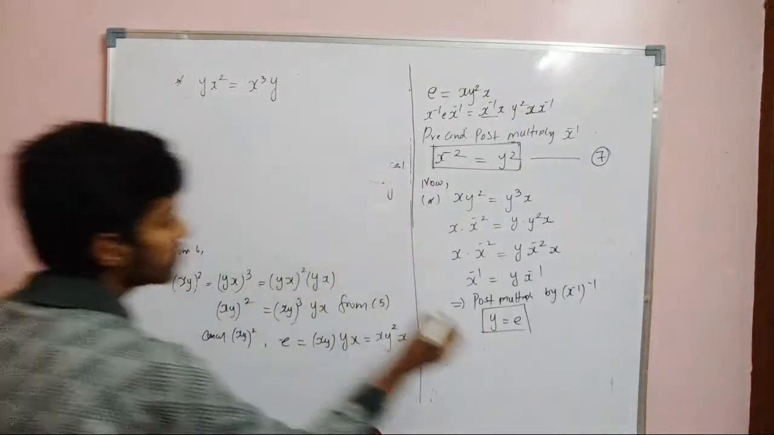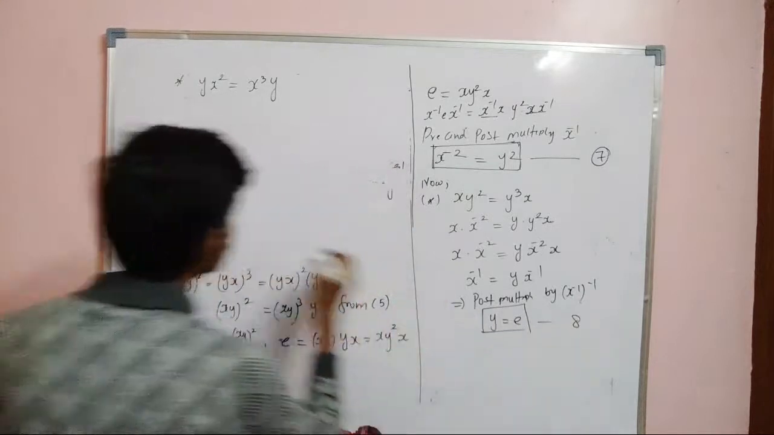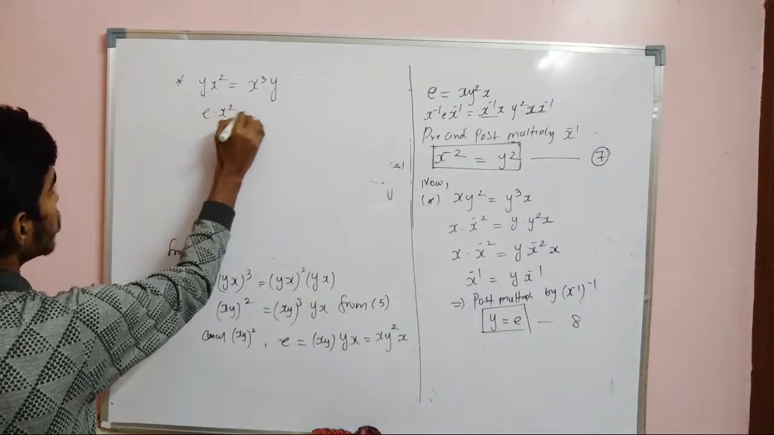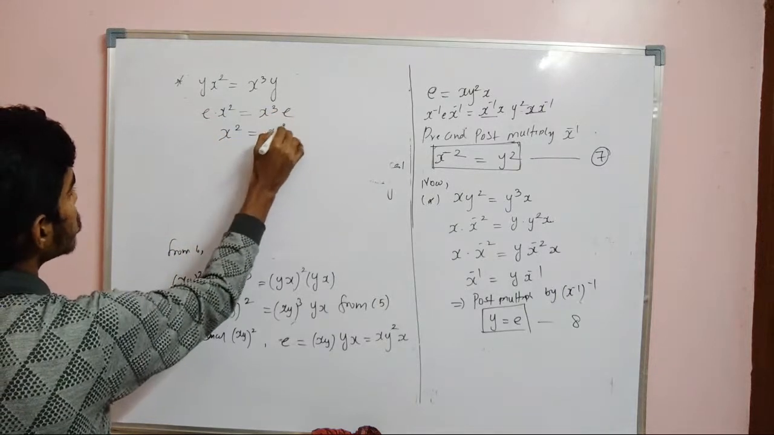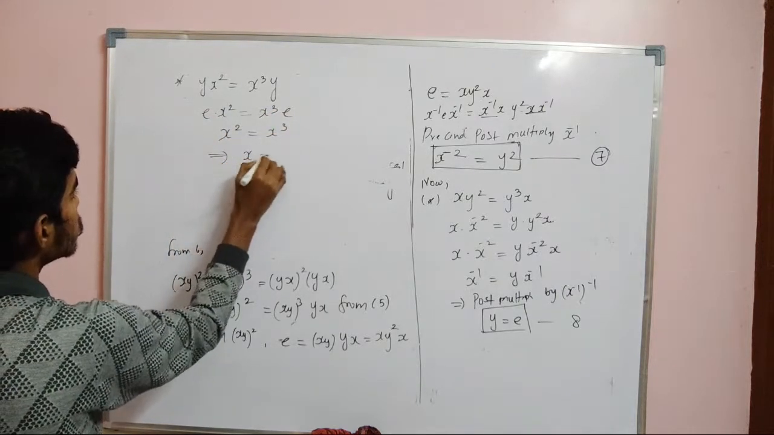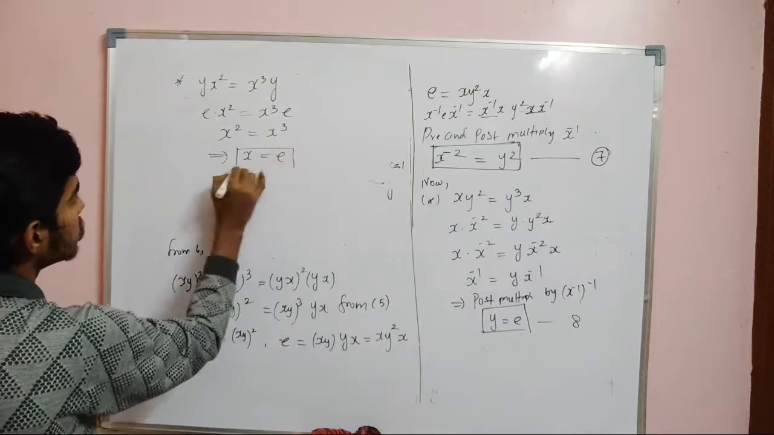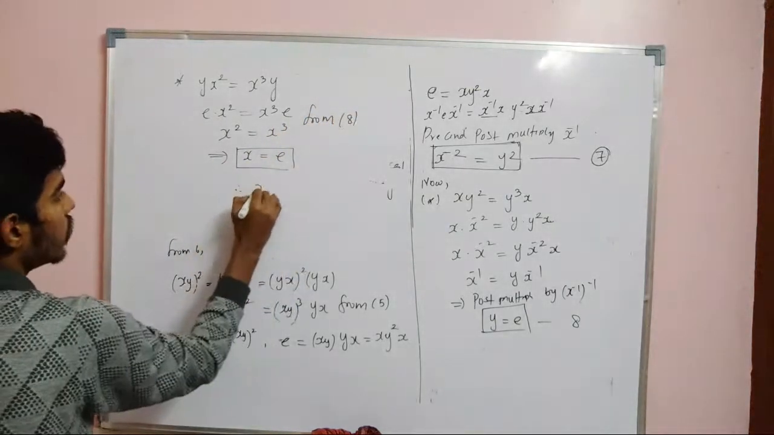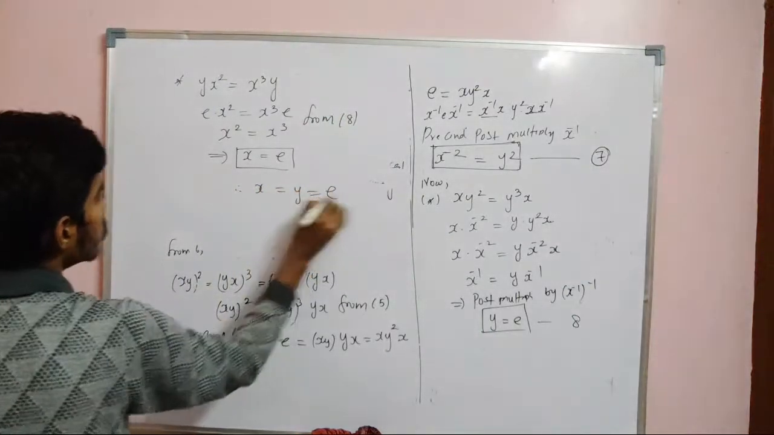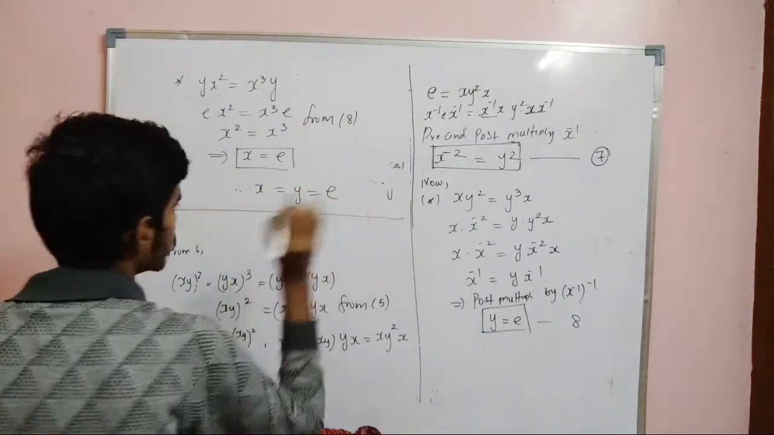So I can substitute this here, this 8. So I can substitute e into x square is equal to x cube into e. So we have x square is equal to x cube. This means x is equal to e. So this is from 8. So therefore x is equal to y is equal to e, right?